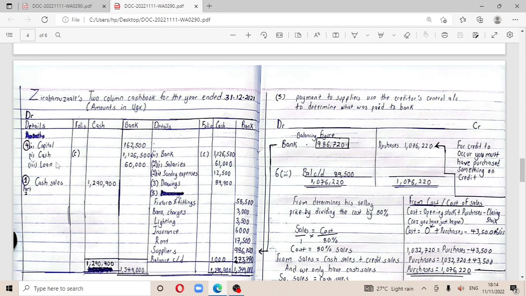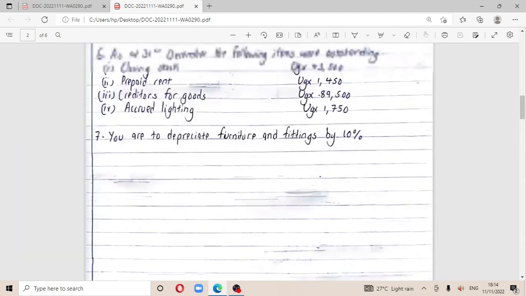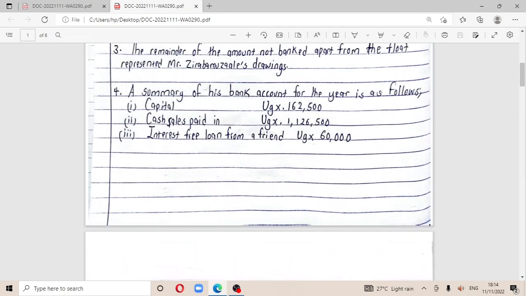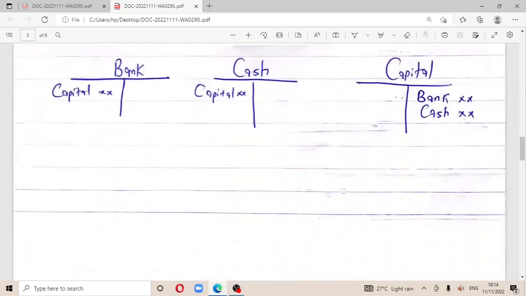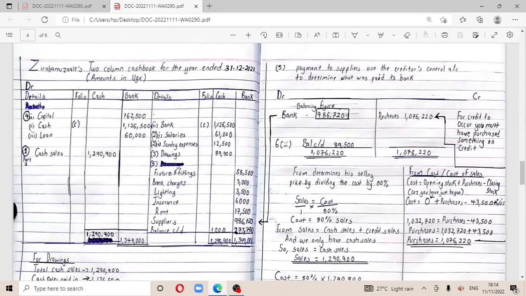So when I look at note number 4 still, part 3, it talks about a loan. An interest free loan from a friend, which is 60,000. I come and I drop it on the debit side.